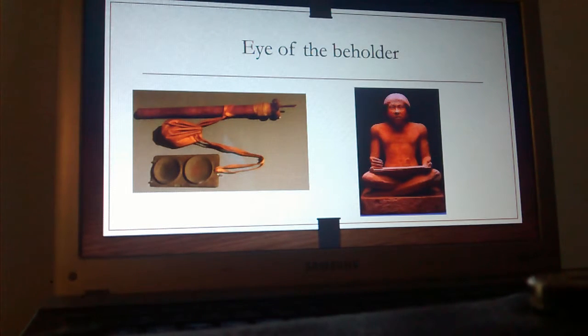Eye of the beholder. Scribes held one of the highest professions in ancient Egypt and were among the wealthier occupants. Their higher status was because of the importance of Egyptian writing and the small amount of literacy. Scribes served as the liaison between the community and higher authorities.